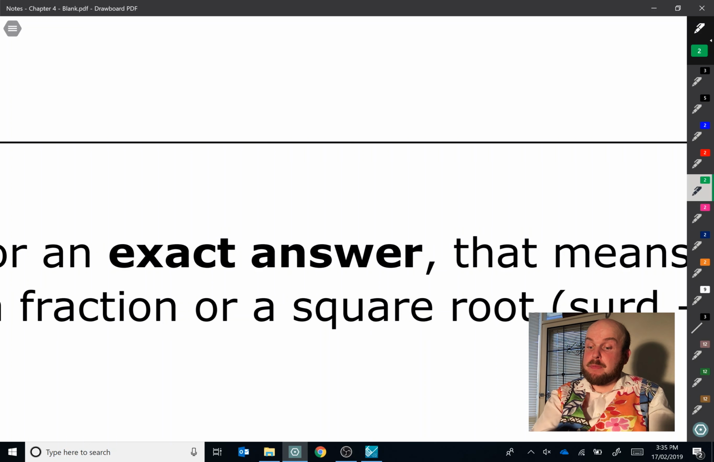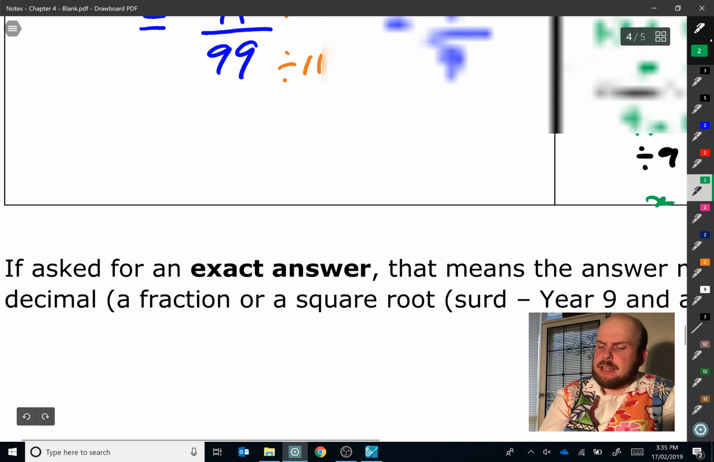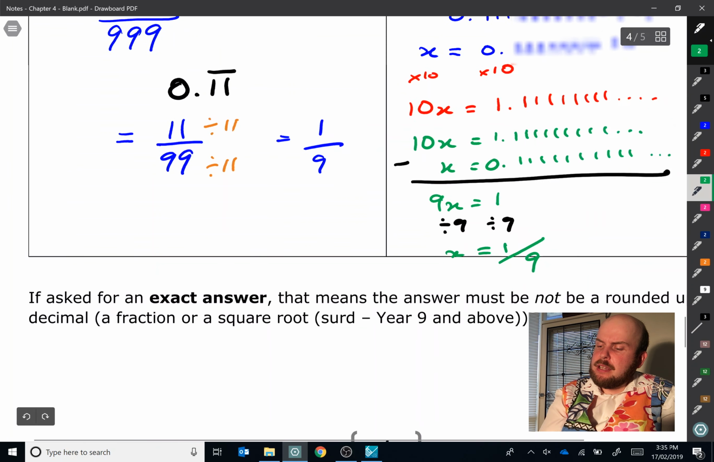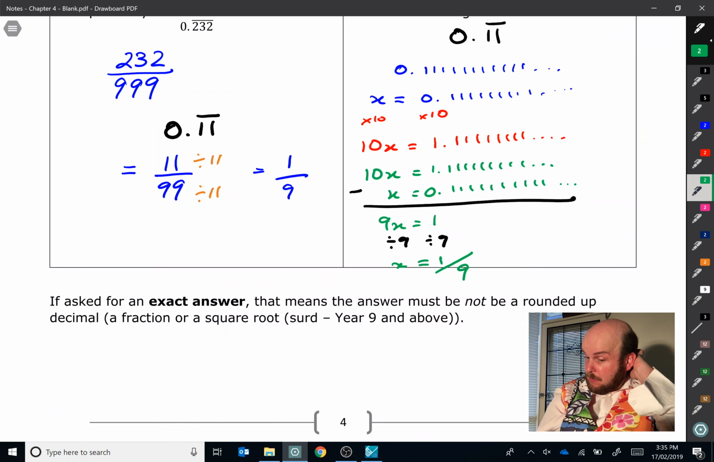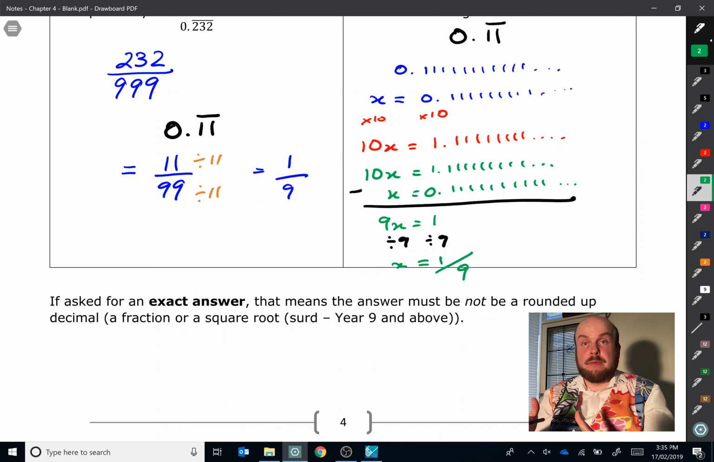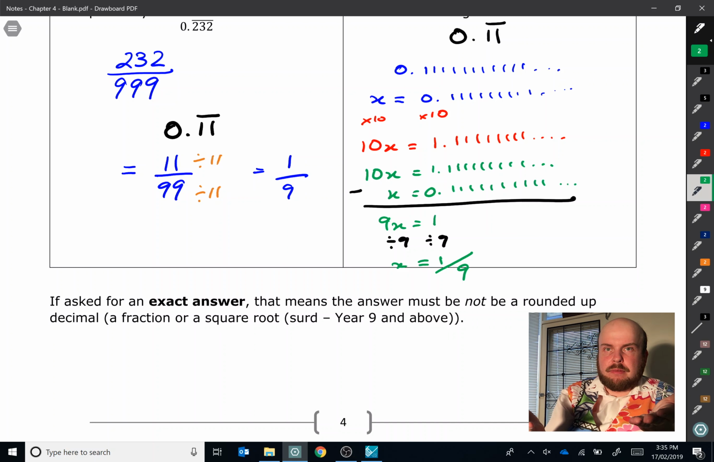As a last point, you might see on there the comment about an exact answer. If asked for an exact answer, that means the answer should not be rounded or be a rounded decimal. It should either be a fraction or square root. So if you're ever asked for an exact answer, that's what it means. Some people might prefer to, instead of saying 1/3, write 0.3 as a rounding. Exact answers means we have to have them exact.